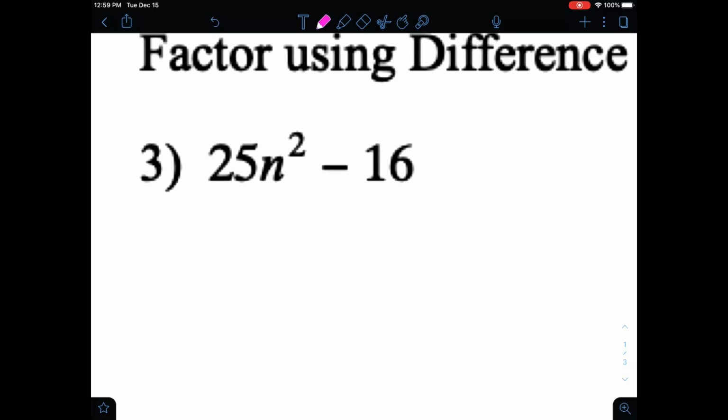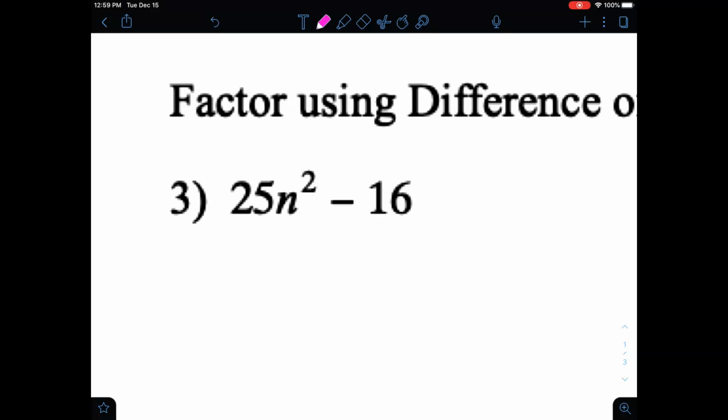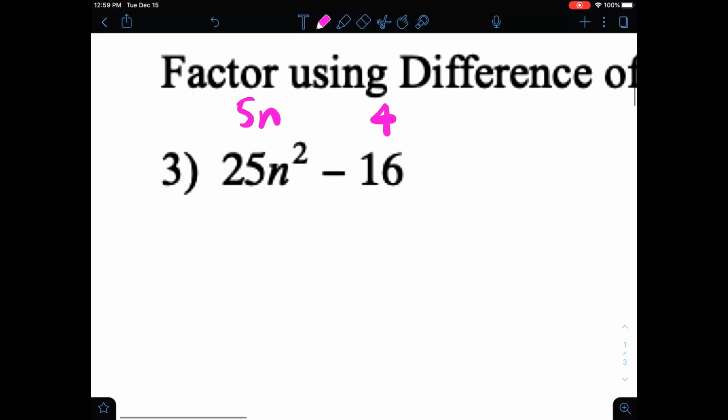So, what's the square root? We want to check if these are perfect squares. What's the square root of 25n squared? That's going to be 5n, so that's good so far. What about the square root of 16? That is 4. That's good. So we have a difference of two perfect squares.